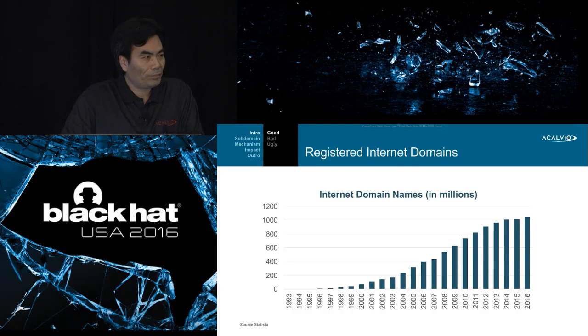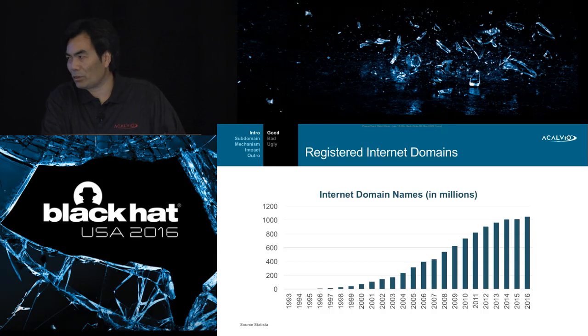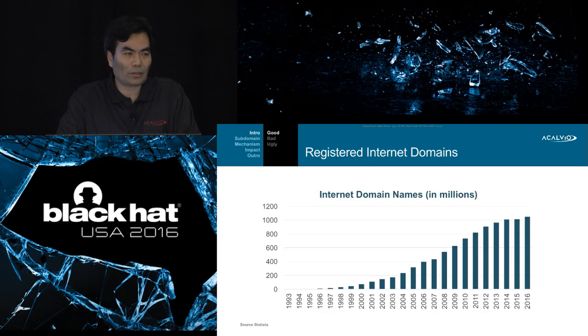DNS is simple, yet scalable to support the entire internet domain name space. The number of registered domain names on the internet has been steadily increasing, and it has passed 1 billion domain names since 2014.